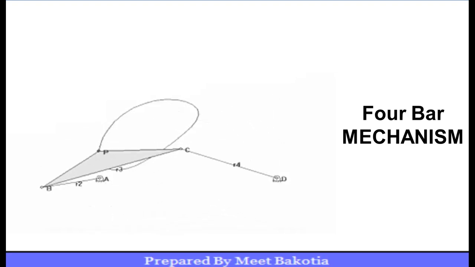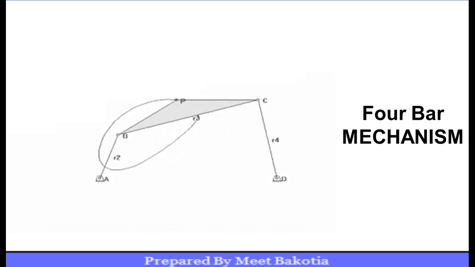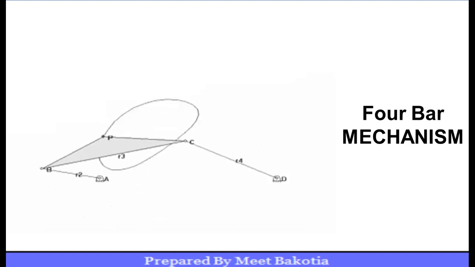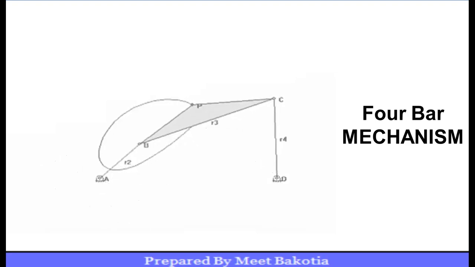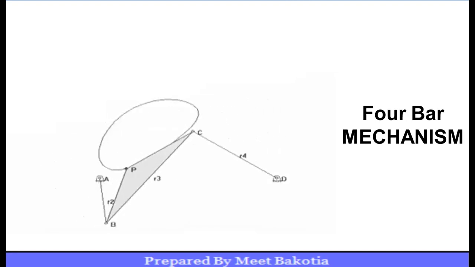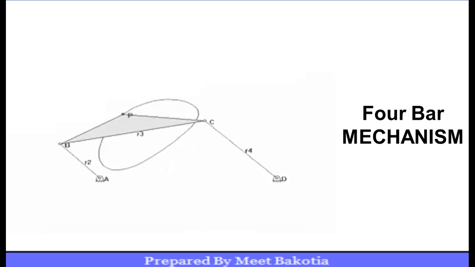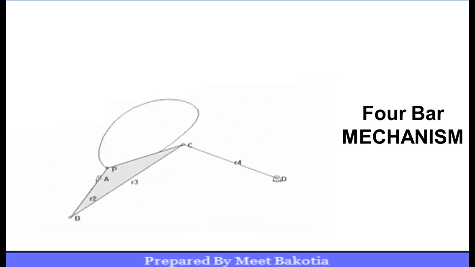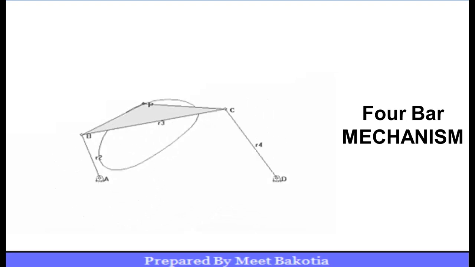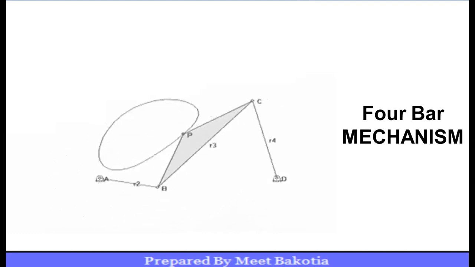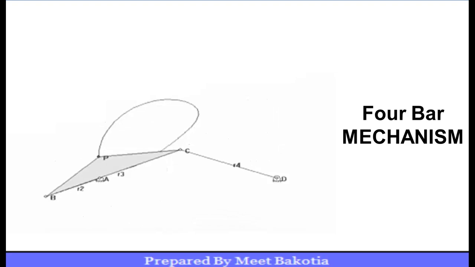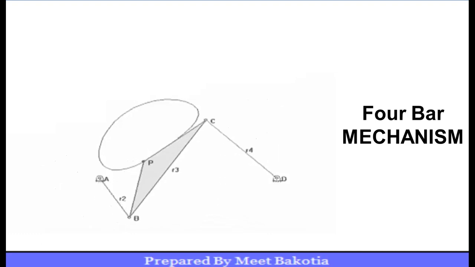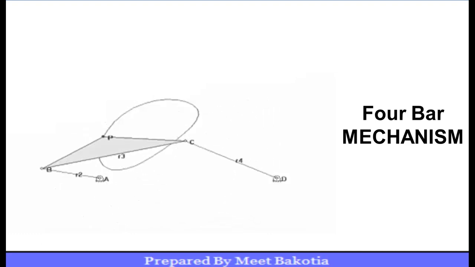Link 1 and 2, that is frame and crank, form a turning pair. Crank and connecting rod, link 2 and link 3, form a turning pair. Link 3 and link 4, that is connecting rod and rocker or lever, form a turning pair. And link 4 and link 1, that is the rocker and the frame link, also form a turning pair. So, in short, the four bar chain, quadric cycle chain or four link mechanism has all four pairs as lower pairs, and all those pairs are turning pairs.